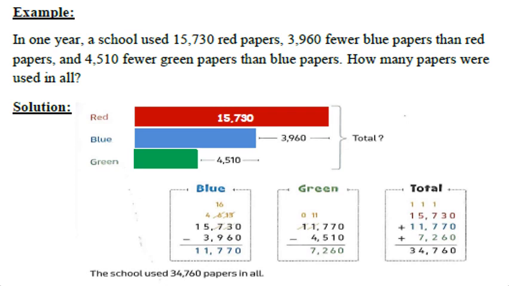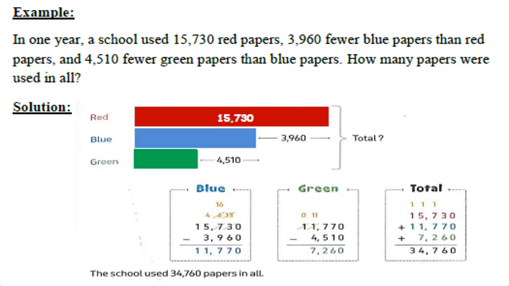First of all, we have to read the story problem carefully and think about which operation we will use. Here he gave you the number of red papers and said that the blue papers are fewer than the red by 3,960. Fewer here means I'm going to subtract to get the number of blue. So I will write 15,730 minus 3,960 to get the number of blue papers.